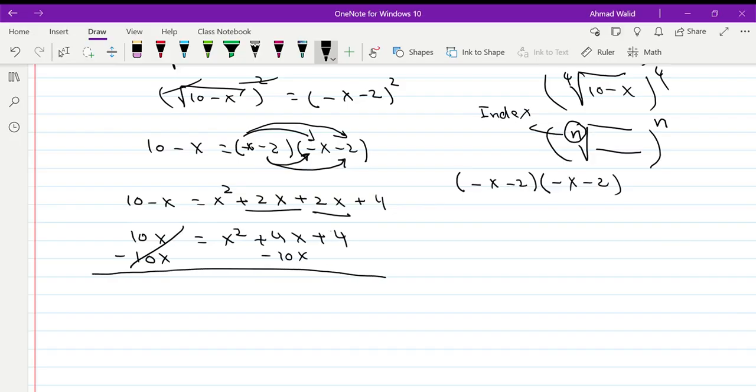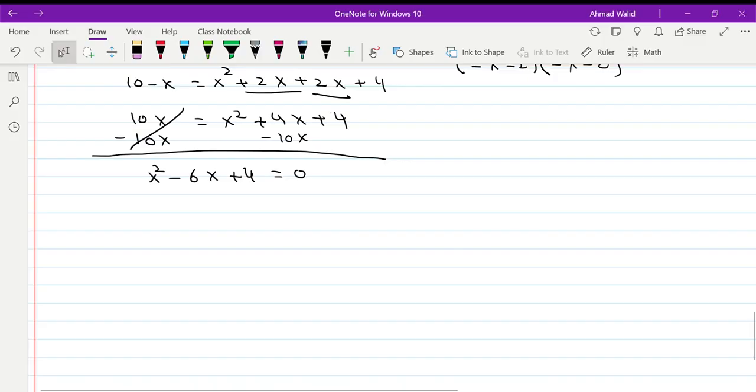If I flip the equation and write it in a nice way, it will be x squared minus 6x plus 4 equals what? 0. Oh, now I'm dealing with a quadratic equation. Very good, no problem. If you can factor, factor. If you cannot factor, then use the quadratic formula to solve it, correct?